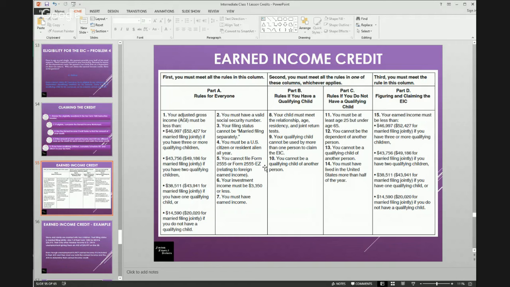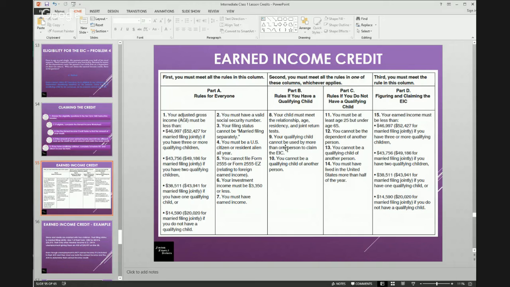You have to have earned income, and you cannot be married filing separately. Then if you have a qualifying child, you would also need to meet these requirements. The child must meet the relationship, age, and residency, and your qualifying child cannot be used by more than one person to claim the credit. And you cannot be the qualifying child of another person.